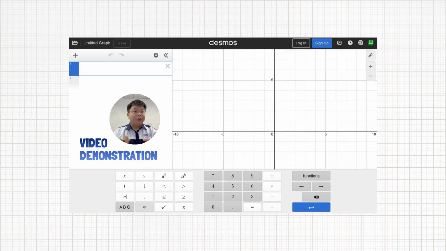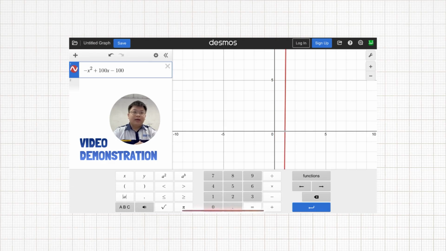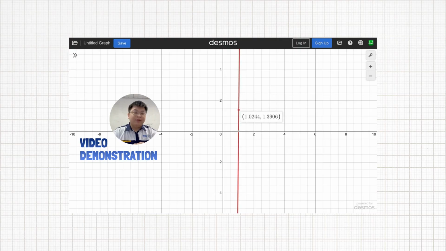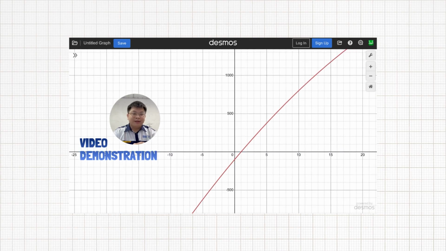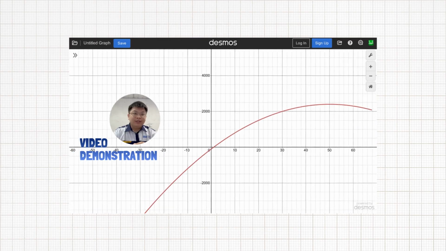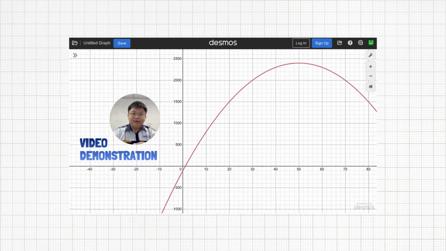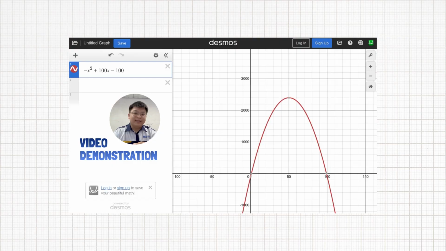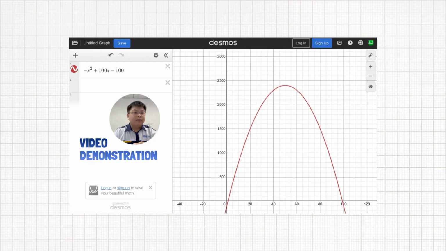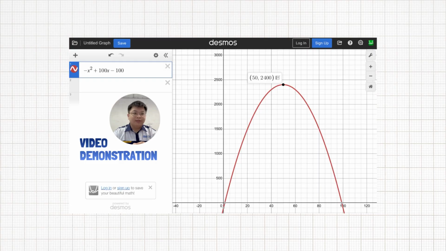First of all, we will insert the profit formula negative x squared plus 100x minus 100, and afterwards the graph is generated in Desmos, but we need to do a little bit of pinching because the scale might be too large to display in one screen. So we will do some pinching and a little bit more, and yep, that indicates the profit maximization graph. And at the point of 50 units sold, it will generate a maximized profit, which is 2,400.